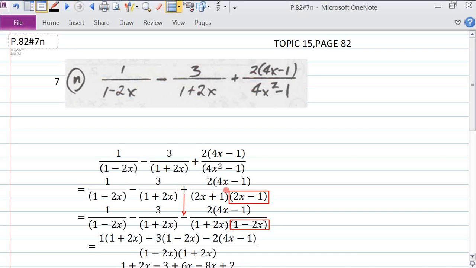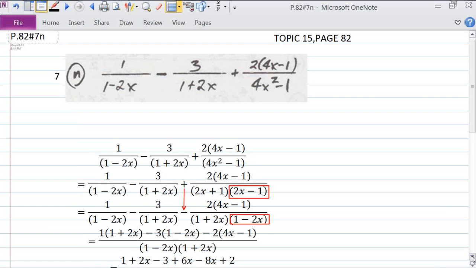So in going from line 1 to line 2, the only difference is this is a difference of squares. 2x times 2x gives me 4x squared. The inner and outer cancel to 0, and plus 1 and minus 1 multiply together give me minus 1. So that's the only thing in going from this line to this. This has stayed the same, and this has stayed the same.